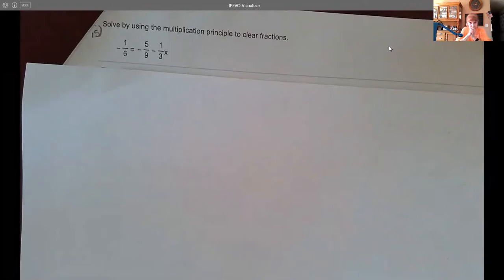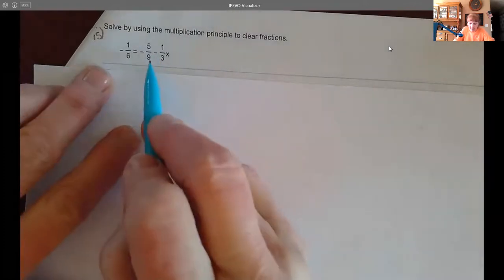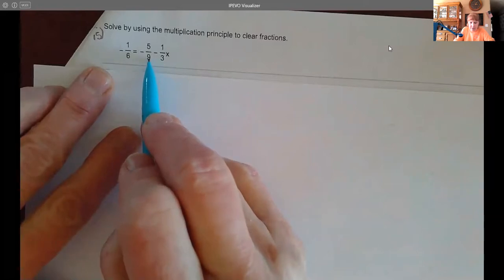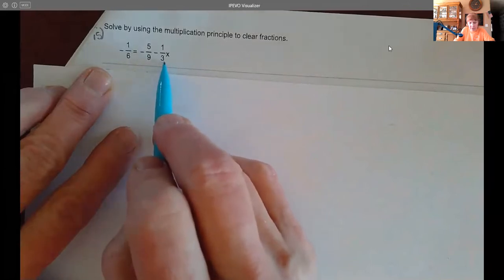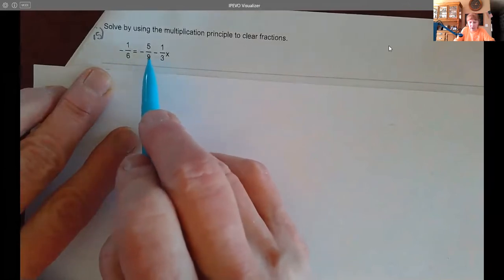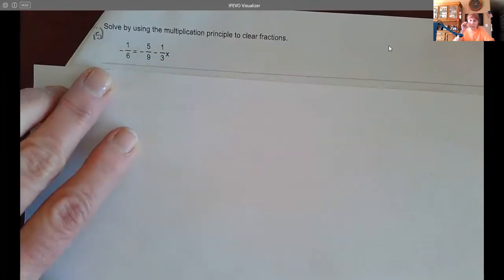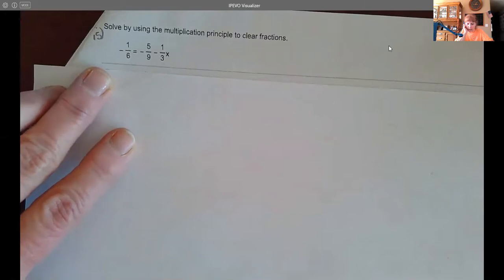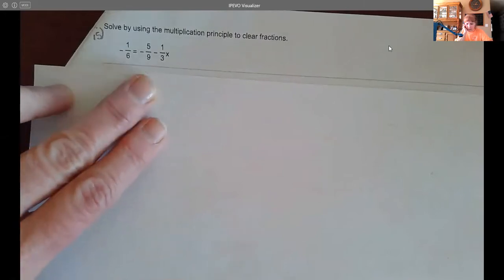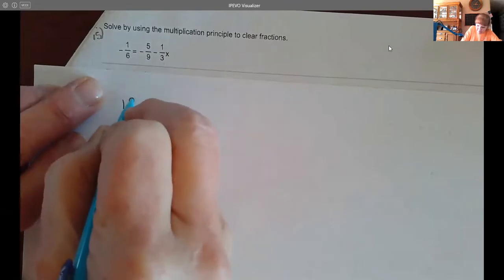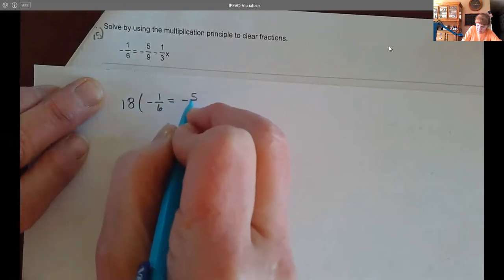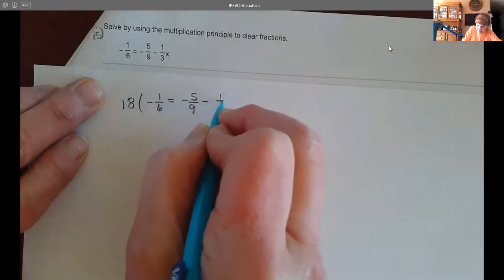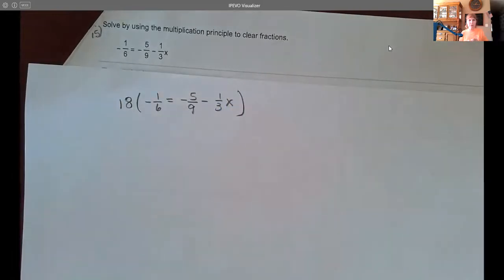Well, let's see, 18, because 9 times 2 is 18, and 6 times 3 is 18, and 3 times 6 is 18. So these will all go into 18, and it does help to know the multiplication tables as best as you can. So again, 18 is what we'll multiply by. 1/6. So I'm going to multiply by 18 because they'll all go into 18.